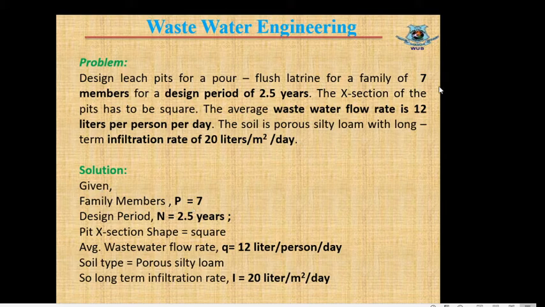Family members, that means number of persons P equal to 7, stated in the question. A design period N equal to 2.5 years. Pit cross section will be square, as stated in the question. Average wastewater flow rate Q equal to 12 liter per person per day, stated in this question. Soil type porous silty loam is also stated in the question. So long term infiltration rate I equal to 20 liter per meter square per day. This is also stated in the question. So all the values from the question I have just summarized here.